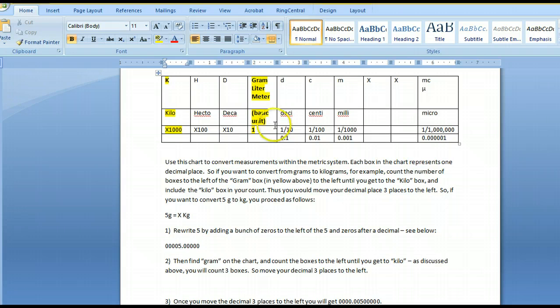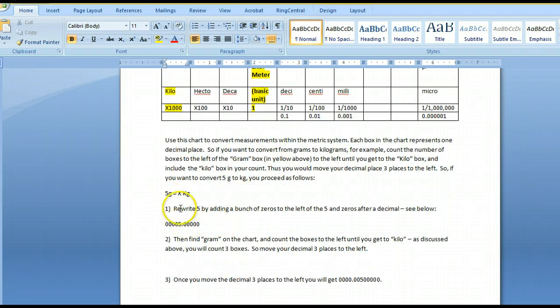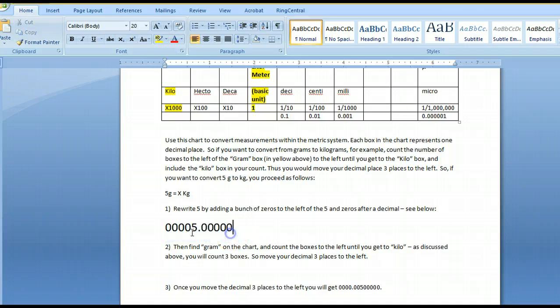Before you even do that, I probably skipped ahead a little bit, you want to go ahead and just rewrite your number. I wrote 5 with a decimal point, and I put a bunch of zeros to the right of the decimal, and a bunch of zeros to the left of the decimal. I'm going to make this bigger so we can see it. So what did I say? We're going to move our decimal 3 places to the left. Here's our decimal. We're going to go 1, 2, 3. I'm going to type in a new decimal.